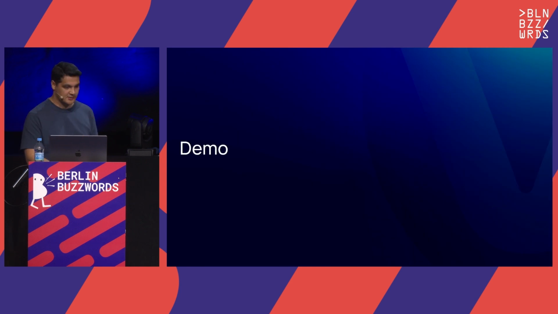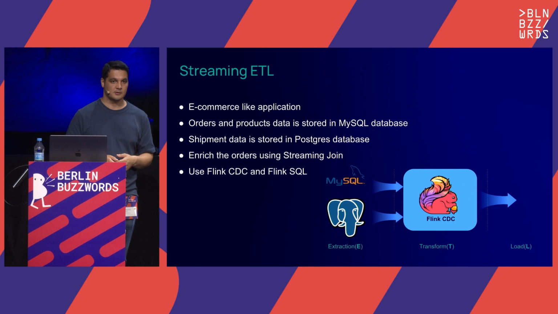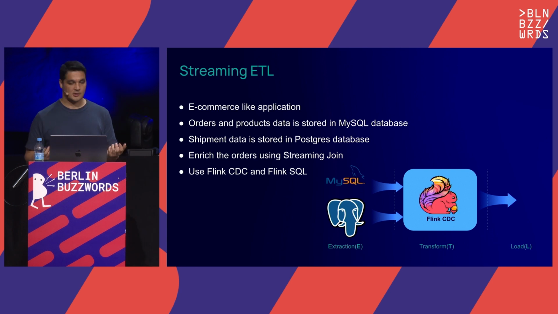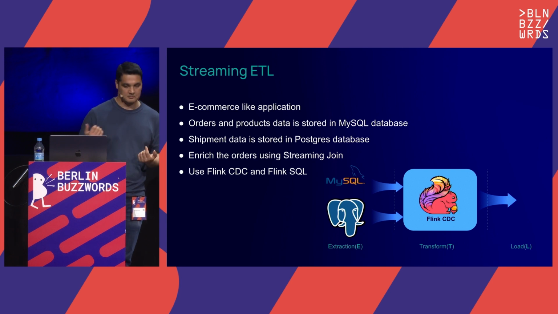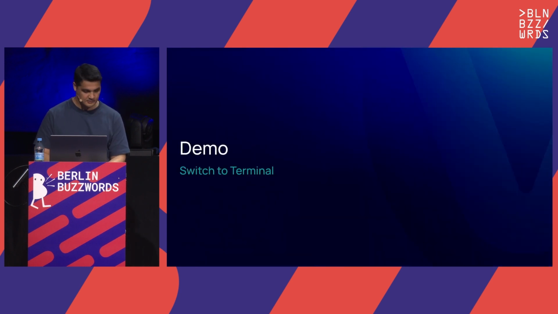Okay, I can switch to the demo now. For the demo, I will do one example of streaming ETL. So imagine we have an e-commerce-like application with many tables in traditional databases like MySQL and Postgres. And we want to enrich it and run some queries, do the join, and then maybe also store it in a third party, in some warehouse, like, I don't know, Iceberg, Paimon, or Kafka, or Elasticsearch.